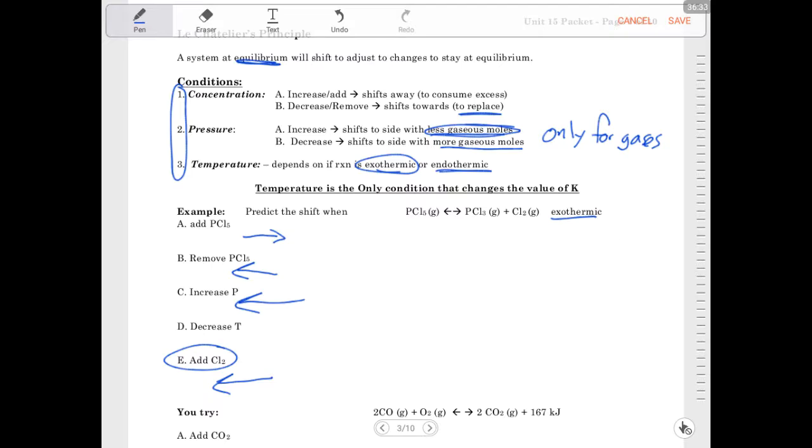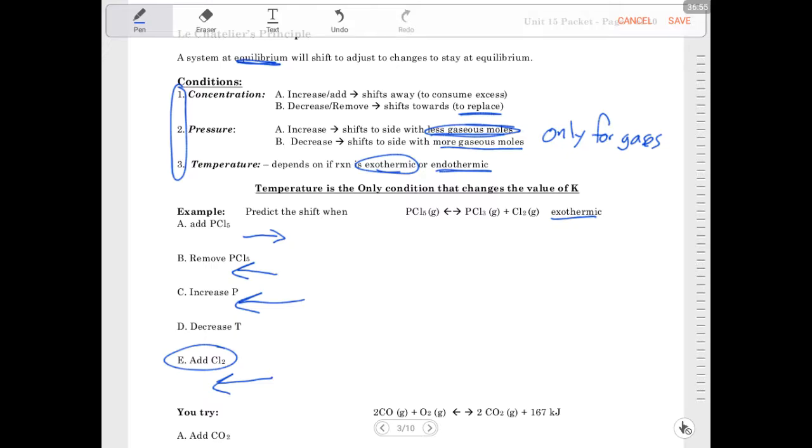Now, if it was the opposite, if it was endothermic, it would be flipped around. Increase in temperature, you're going to move toward the endothermic, and if you decrease it, you're going to move away from it. Okay. Again, that's very confusing. I can explain it more tomorrow, but let's take a look here.